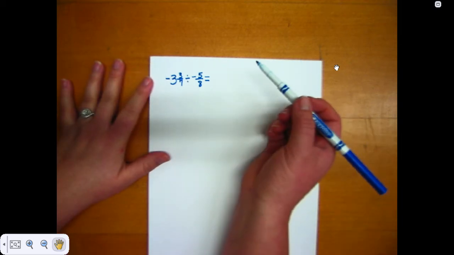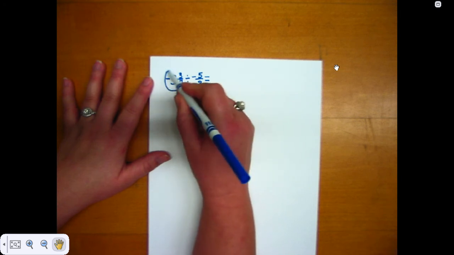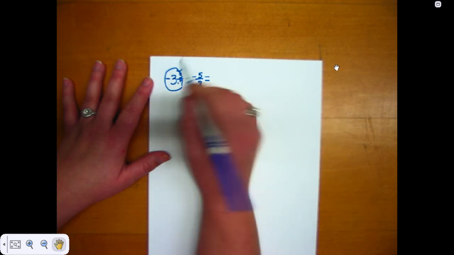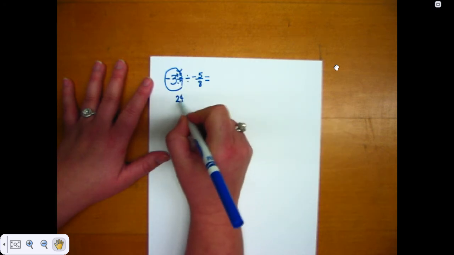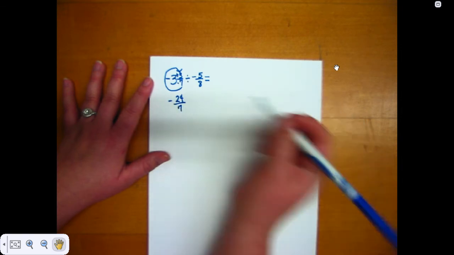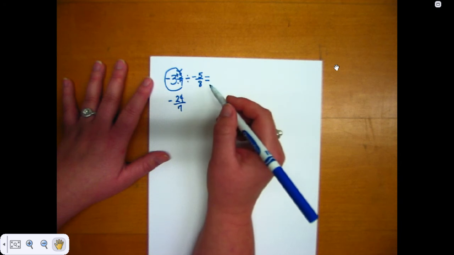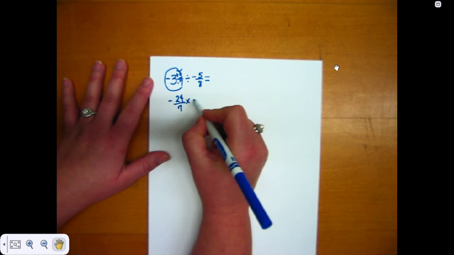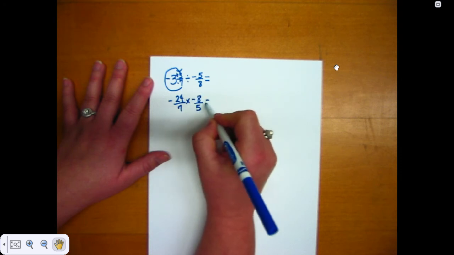Okay, let's go ahead and convert. I see I have a mixed number, so I'm going to do around the world. So 7 times 3 is 21. 21 plus 3 is 24. Bring your sign, 24/7, and it's negative 24/7. Then, when you have two fractions and you want to divide, you flip the second one and multiply. So I'm going to multiply here, and I'm going to keep the sign and flip my fraction.